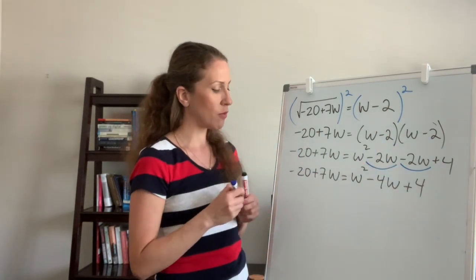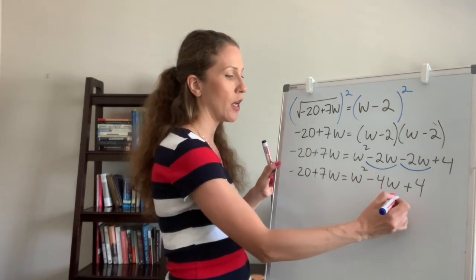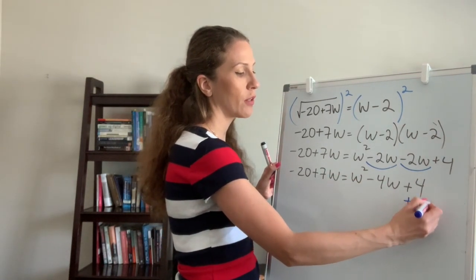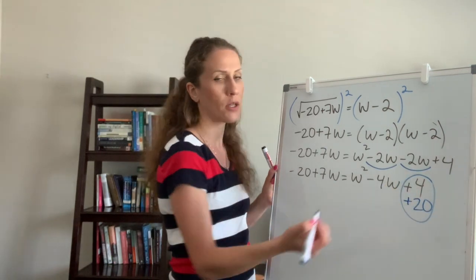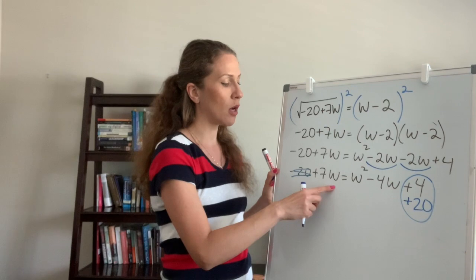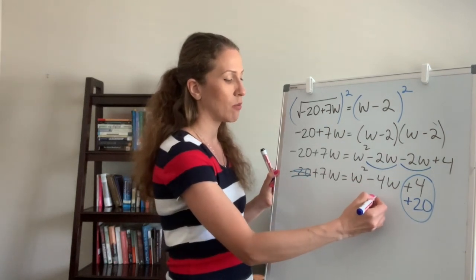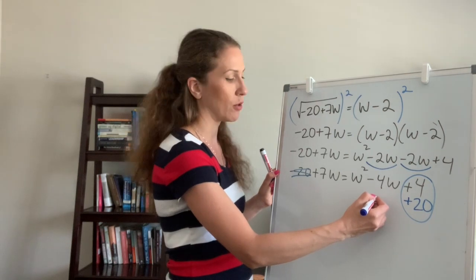So to do that, I'm going to take my negative 20, and since it's negative, I'm going to make it positive here. I will be adding it, specifically to this 4 because they're like terms, so it's not here anymore. And then the plus 7w, I'm going to be subtracting since it's positive, and specifically, I'll be subtracting it from the negative 4w here.